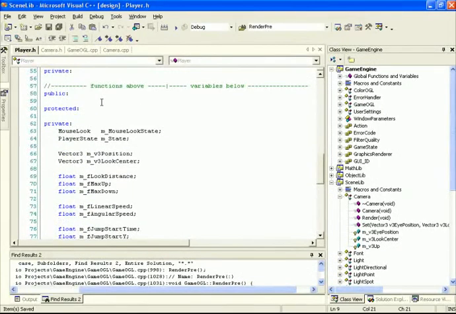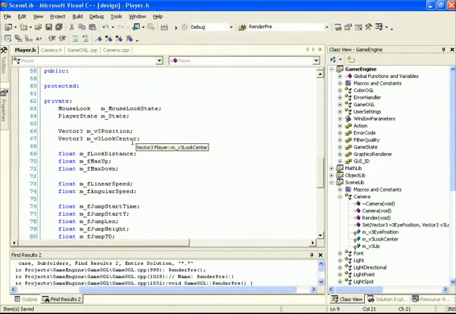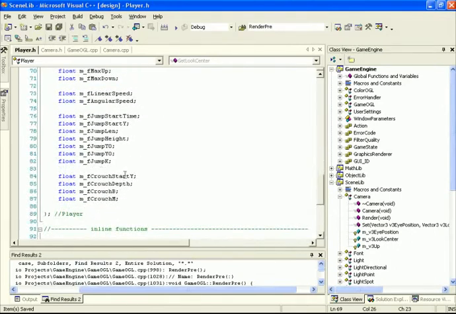Our member variables are listed down here under the private section. We have the mouse look state, we have the player state, the position, the looking center position. So this is where we are, this is where we're looking. We have the looking distance. This is the distance between these two vectors. We have max up and max down. That is going to tell us what is the maximum angle upward as well as maximum angle downward that we're allowed to pitch our heads. We have the linear speed, angular speed, and then we have our jump parameters and our crouch parameters that we use when we calculate when we're jumping and when we're crouching.